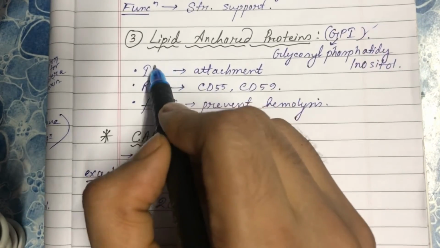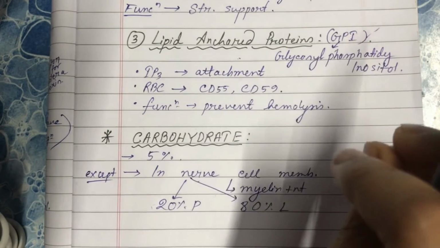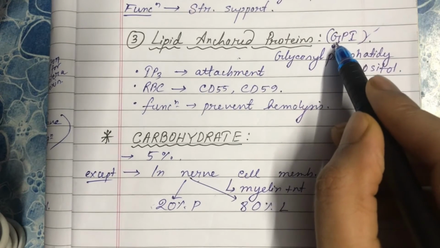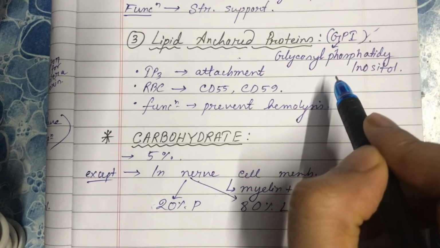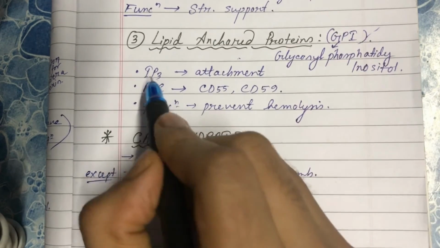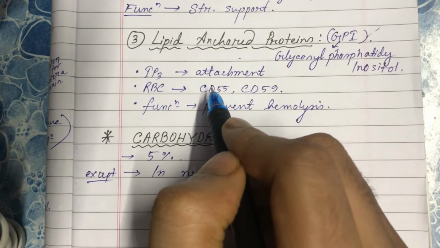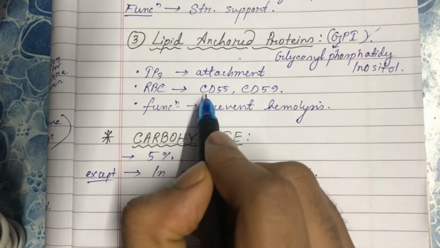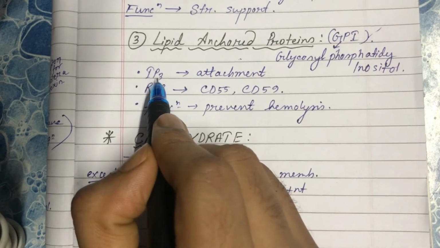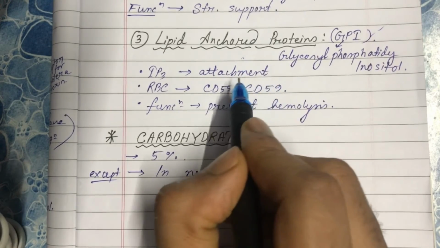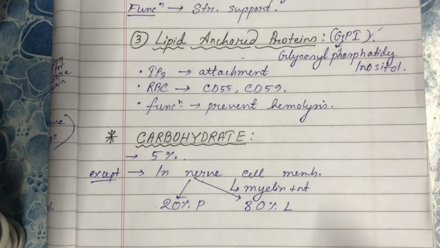Now let's see the lipid anchored proteins. These proteins are anchored or stuck into the lipids. They are also called GPI, glycosyl phosphatidylinositol. You can find lipid anchored proteins in RBCs as CD55 and CD59, which help in attachment. The function is to prevent hemolysis, or the bursting of RBCs.